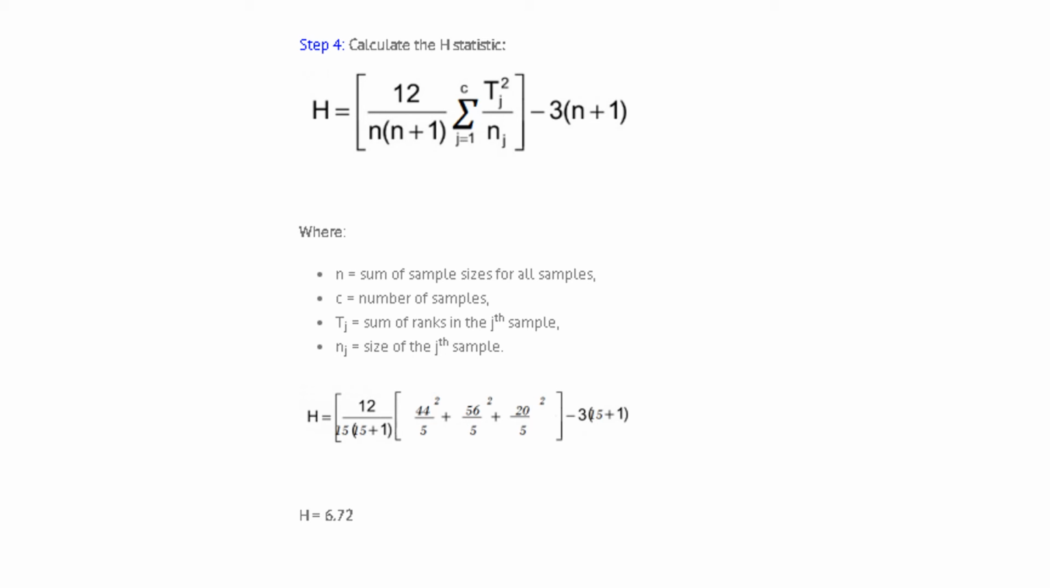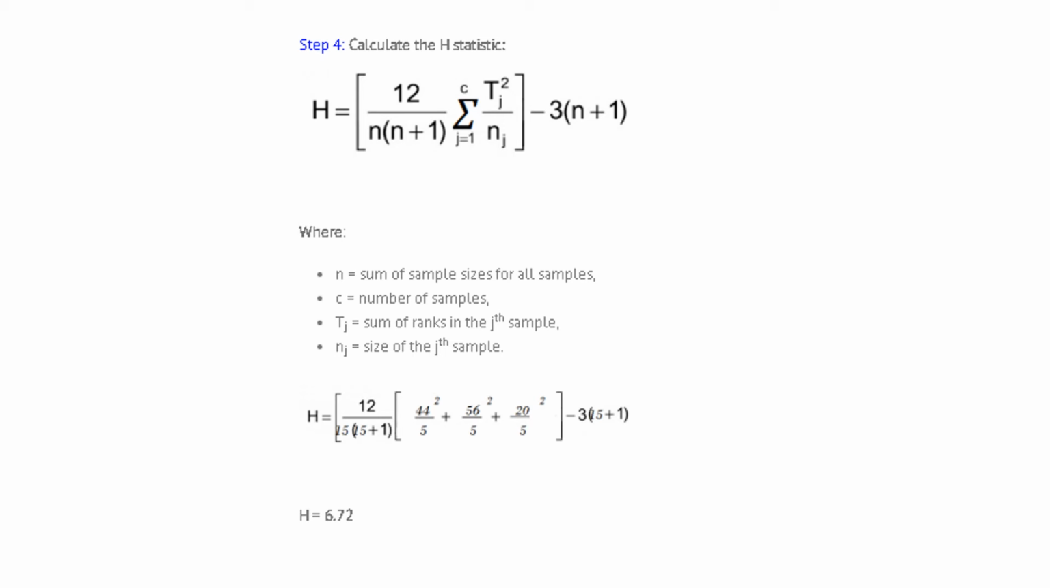Then you have to calculate the H statistics. H statistics is the Kruskal-Wallis H. This is the formula for that: 12 divided by n multiplied by n plus 1, then the sum of T divided by n. What is T? It is the sum of ranks in the J sample, divided by nj, the size of the J sample.